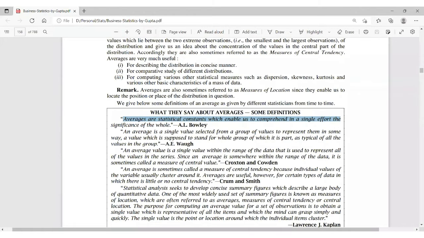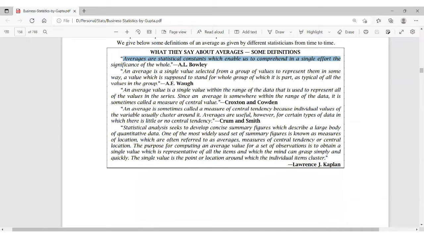Similarly, read all this. For example, the average is a single value selected from the group of values, a single value within the range of the data that is used to represent the values in the series. Since an average is somewhere within the range of data, it is sometimes called a measure of central value, right?